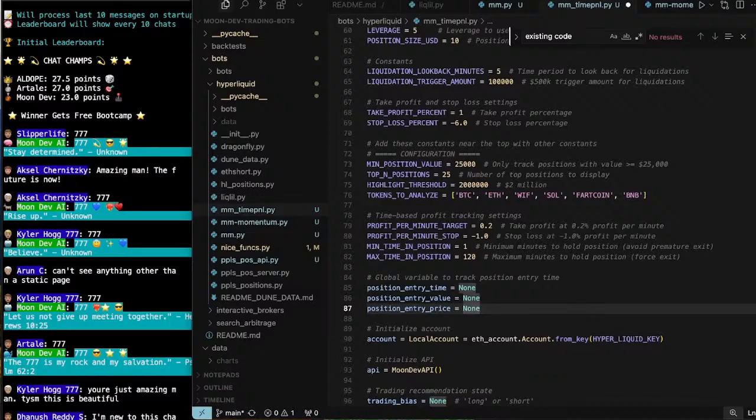We use 3 global variables to track position information. Position entry time equals none. Position entry value equals none. Recording entry time: we record this information in 2 places. When placing a new order, we get the date time. When checking position status, position entry time. Resetting tracking variables.